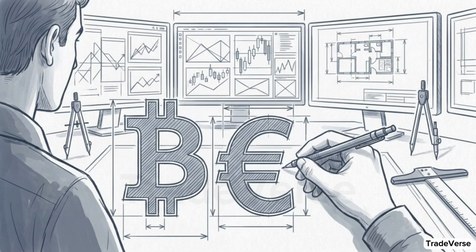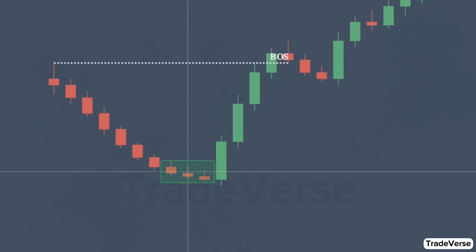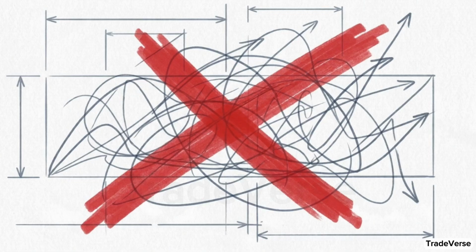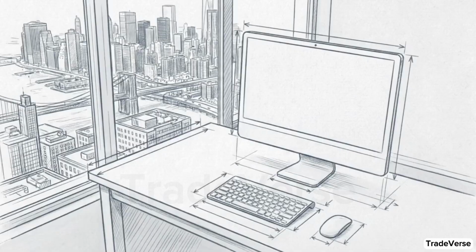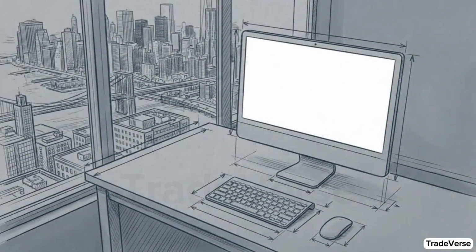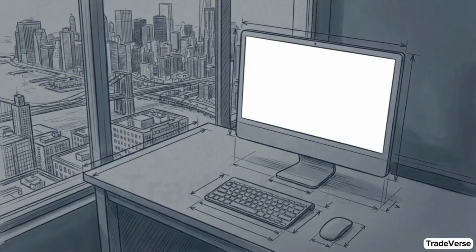Open your charting platform right now. Pull up Bitcoin or the Euro, scroll back, and locate the last unmitigated origin zone to test this sequence yourself. A true trading edge doesn't come from predicting the future. It comes from executing this exact rule-based system and having the patience to wait for high-quality setups to develop.